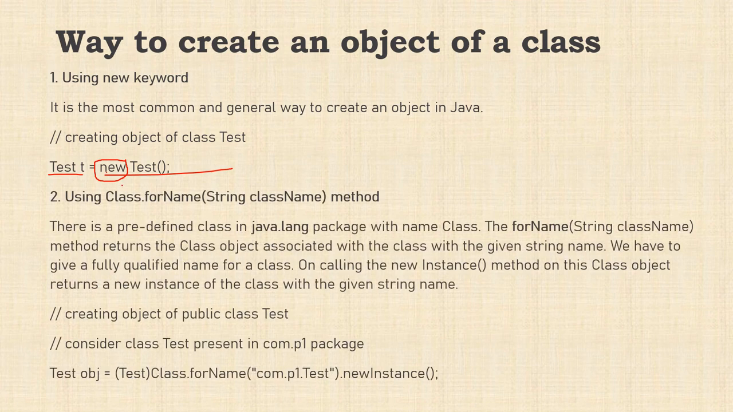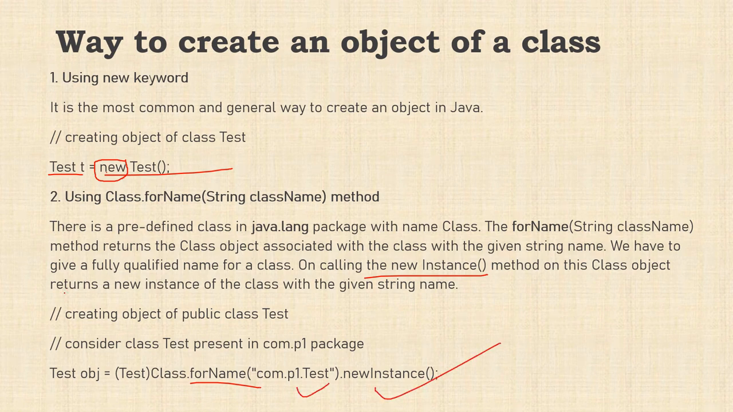And second, using Class.forName. There is a predefined class in the java.lang package with the name Class. The forName method returns the class object associated with the class with the given string name. We have to give a fully qualified name for the class, and on calling the newInstance method on this class object, we can do Class.forName with the package and newInstance.